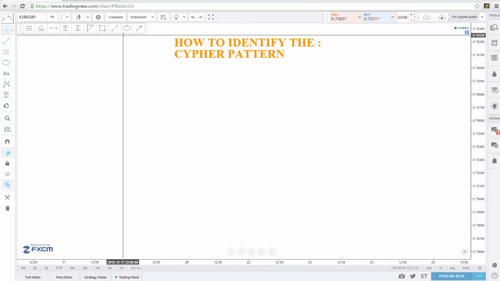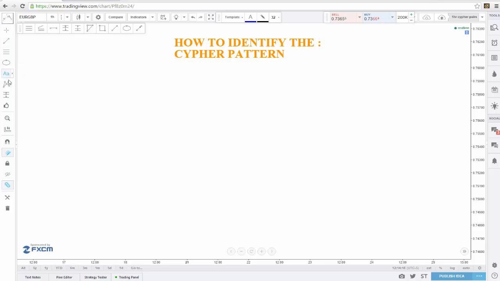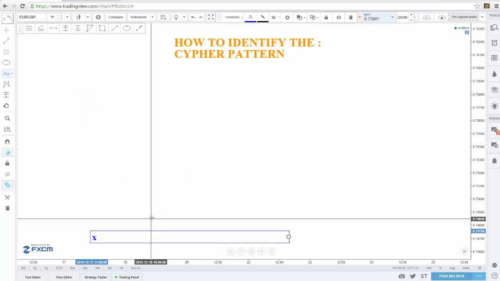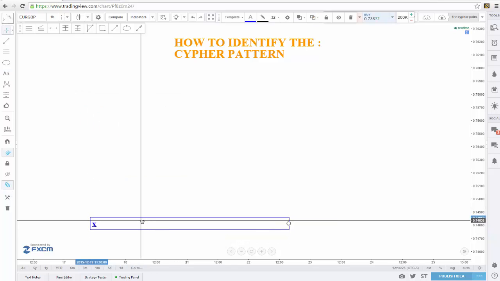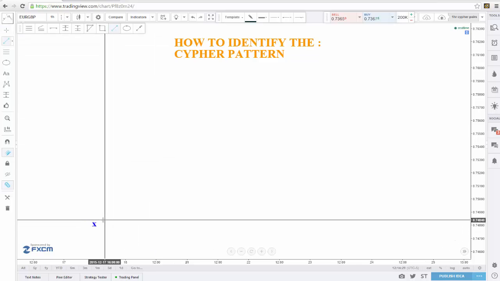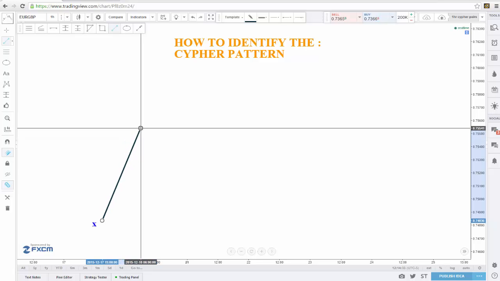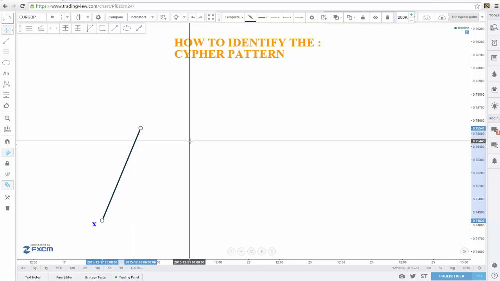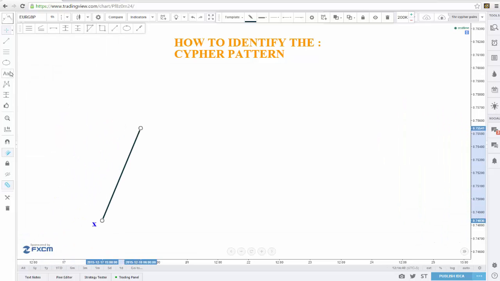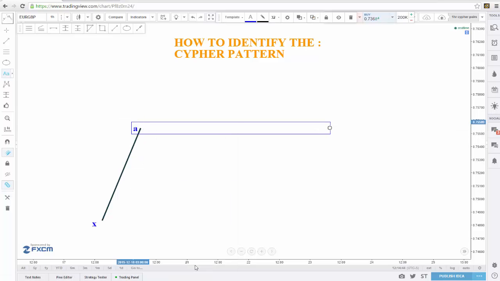Alright guys, so as with all of the other advanced patterns, the cipher pattern starts with an impulse leg, and the very first point of the move is called X. This is the X point. And the X to A leg of the move is an impulse leg, up or down. In this case we're doing a bullish cipher pattern, so it's going to be a strong move to the upside. X up to A is your second point of the move.